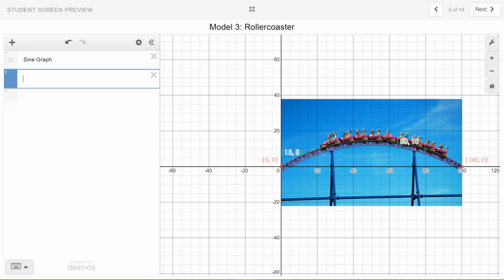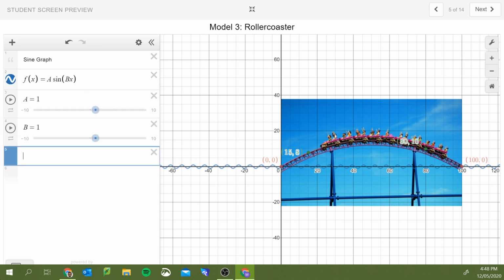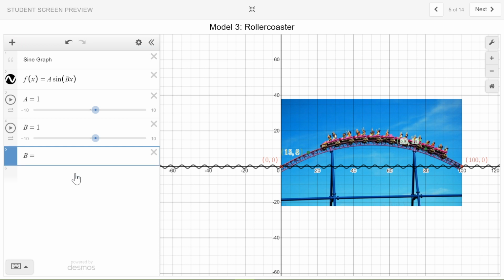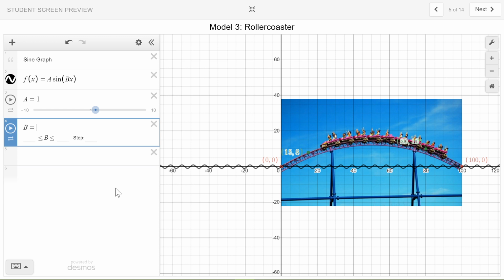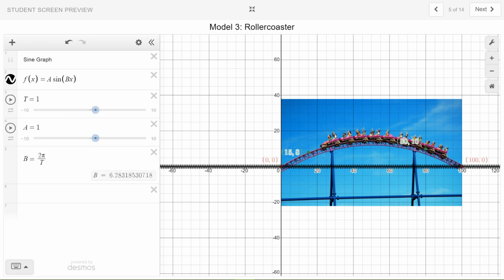And so my model for a sine graph is a sine. Well, I noticed that (0, 0) is a coordinate, so I don't need any other parameters but a and b. But I know that b is the same as 2 pi divided by the period, which is t. So I'm going to just change that to 2 pi over t. And so now I have to have a new slider for t. This looks very scary.